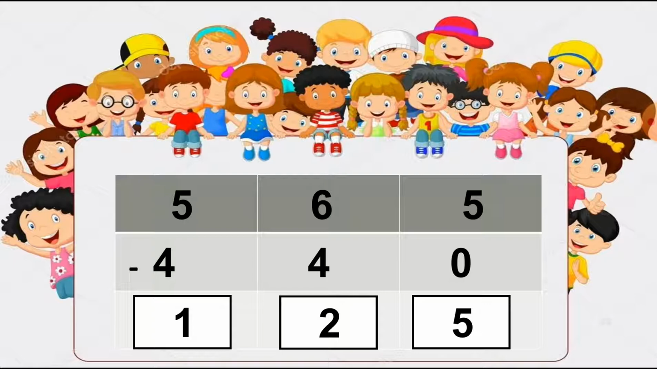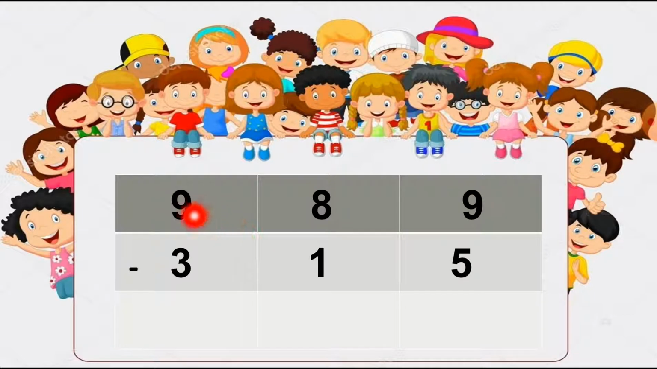Now let's move to the next sum. Hope this sum is complete in your book. The next sum is 989. I repeat, 989. It means 989 minus 315. I repeat, 315.